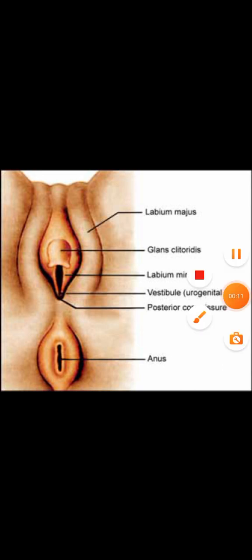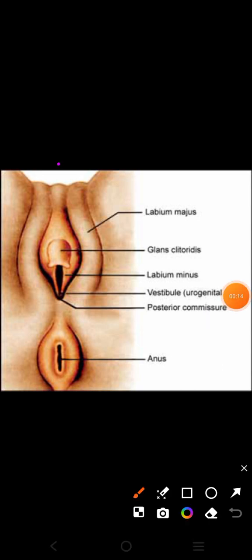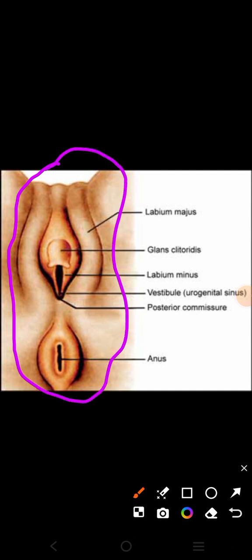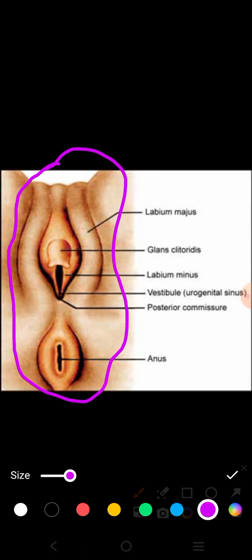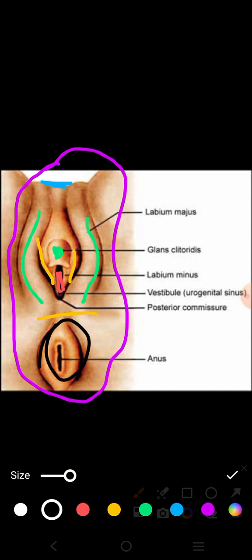Here you can see clearly that all the structures that are visible to the naked eye, that we can see externally, are included in the external genitalia of the female reproductive tract. This is the mons pubis, and this is the labia majora, right? And this is the labia minora. Remember, mind it, this is the labia minora, and this one is the clitoris here, and this is the vestibule of the vagina, and this is the perineum, and this is the anal opening, right?